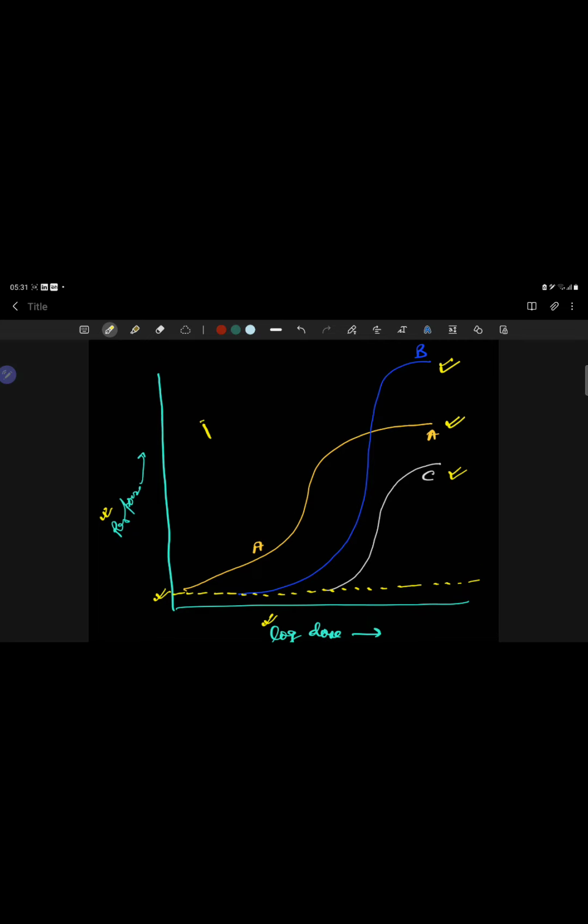Here two important terms you have to know. First is the potency and second is the efficacy. Now how will you define it? So what is efficacy and what is potency? Very important question, and this is the first question which will be asked from general pharmacology.